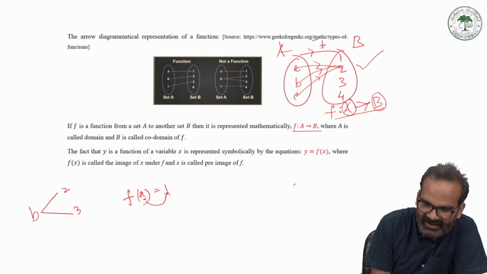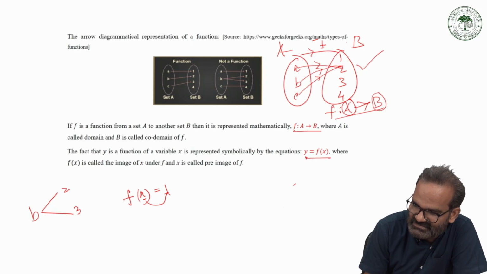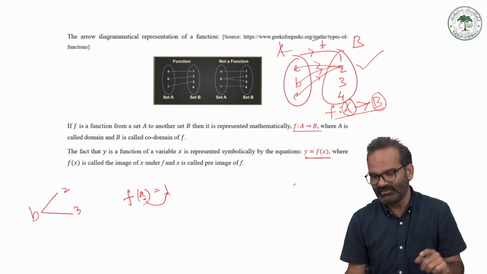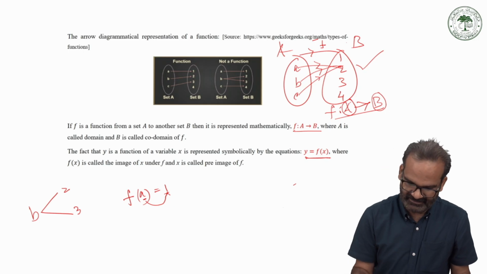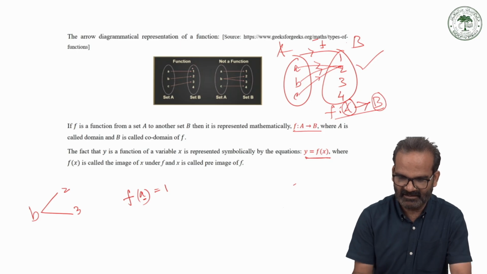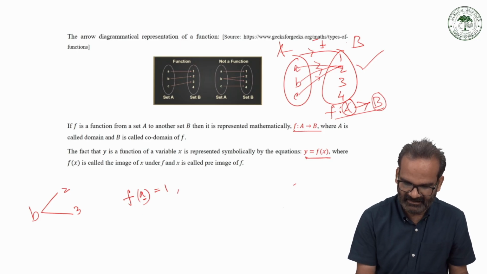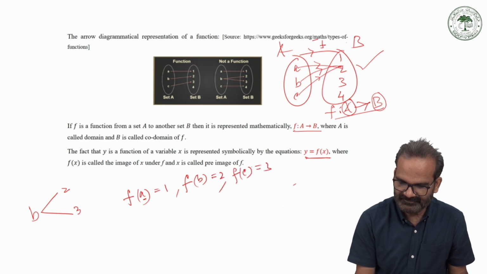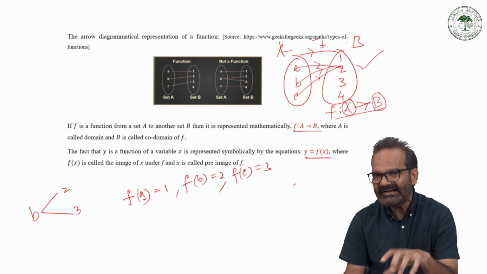The fact that y is a function of a variable x is represented symbolically by the equation y = f(x). Now I have told you, earlier we have written images of different elements. Look at this example. Image of A is 1, image of B is 2, image of C is 3, right? This is a concrete case.